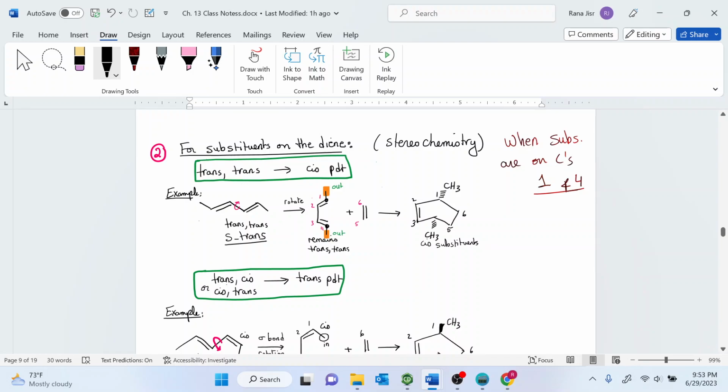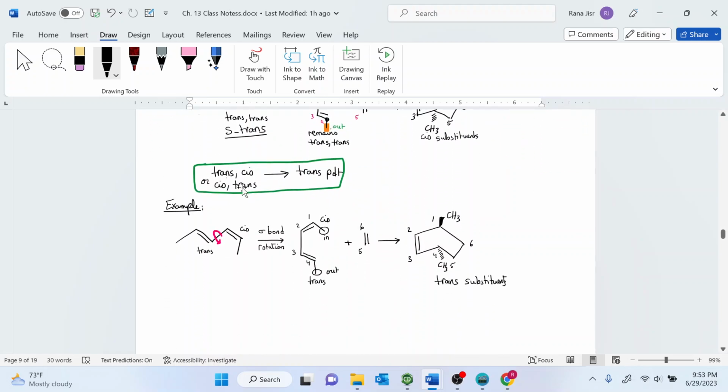So trans-trans is going to give you a cis product. And what I mean by cis product is the substituents on carbons 1 and 4 are going to be cis with respect to each other. If you are starting with a trans-cis or a cis-trans diene, then in this case, do the rotation. And once you do the rotation, keep the same stereochemistry of the substituents. So here they are cis with respect to each other. So the CH3 is forced to be in, and the CH3 is forced to be out. Now this in means that the CH3 is going to be up, and the out means behind.